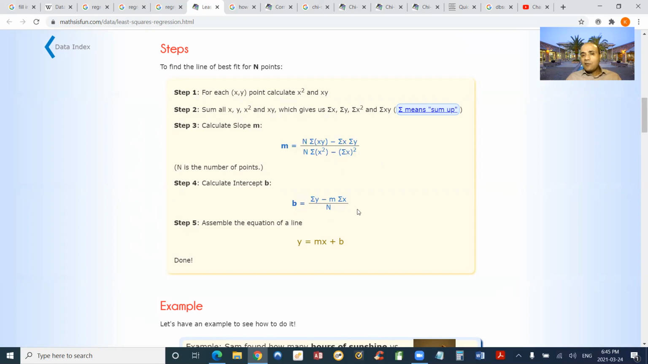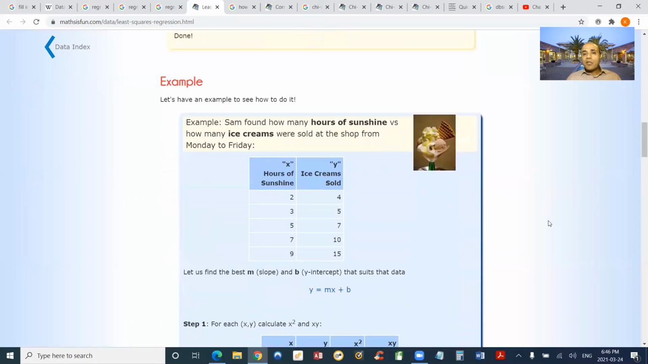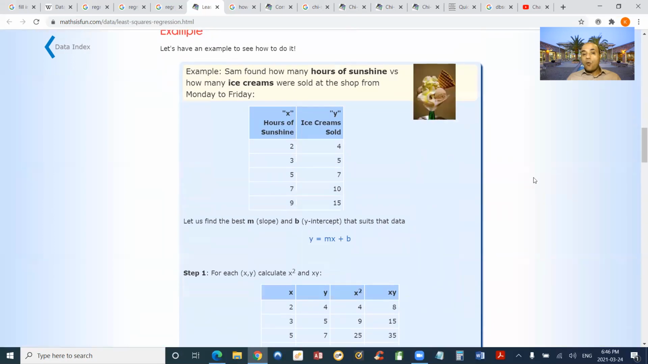So it's easier to see it here. The summation of y divided by n, what was that? Y hat. The summation of x divided by n, what was that? X hat. And you have the m as in a slope that has been calculated. So these are exactly the same. If you take a look at this Math is Fun website, you could potentially have X number of sunshine hours and Y number of ice creams sold.